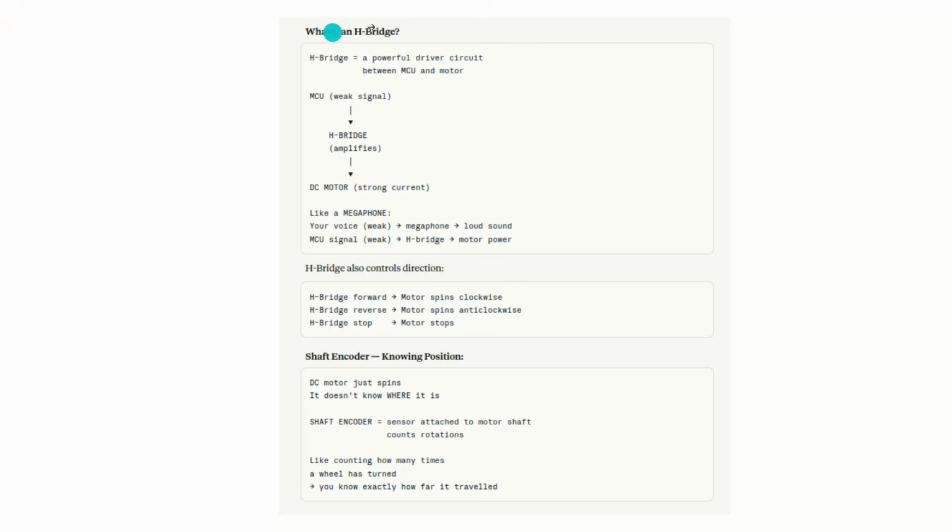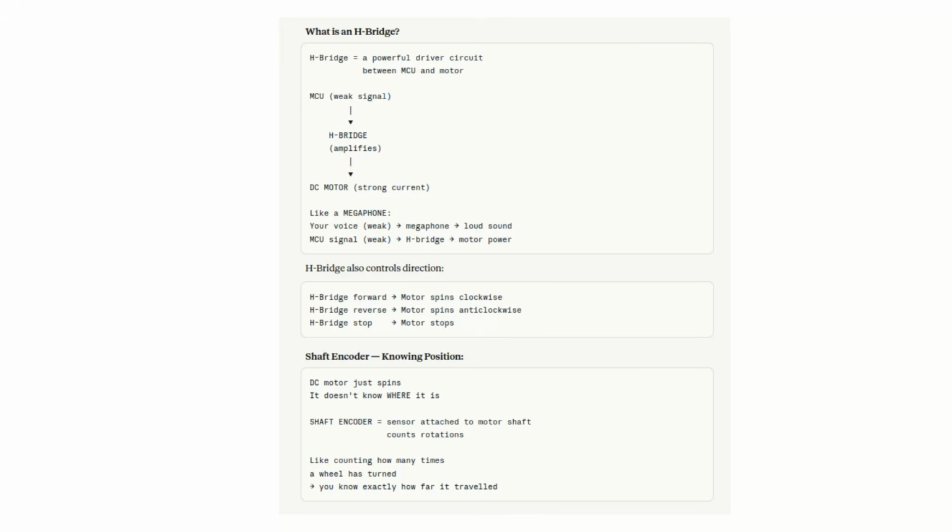So what is an H-bridge? It is basically used to amplify the weak signal from the MCU. The DC motor needs strong current, so the weak signal has to be amplified. It's like a megaphone: your voice is weak and the megaphone makes it loud. The H-bridge acts like that. The MCU gives a weak signal, and it amplifies this signal and gives a strong current to the motor.